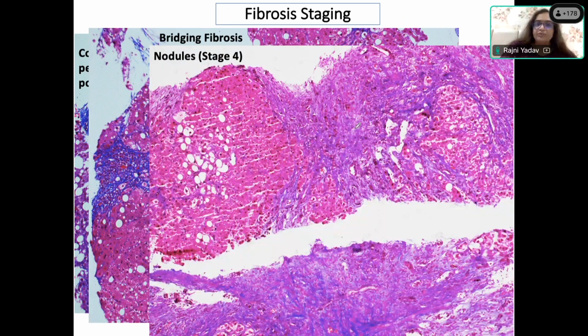Then once you get more and more bridges, ultimately you'll get incomplete and complete nodules. Because the biopsies are true-cut biopsies, you may not see the complete nodule because the thickness of the cores is not that much. If the nodules are big, you may not see a complete nodule. Once you see an incomplete nodule, that's also cirrhosis.